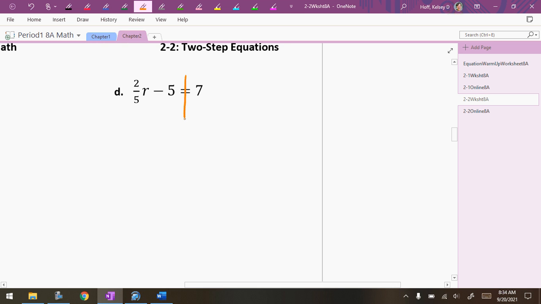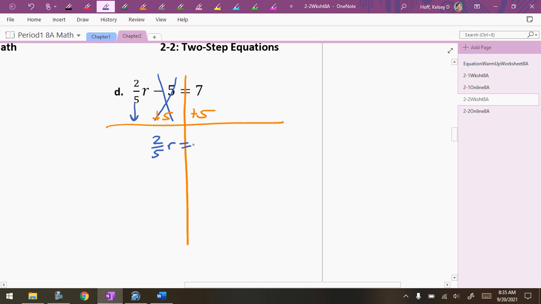Draw a line through the equal sign. I'm going to call on somebody here. So listen closely. If I cover up 2/5 R, Caitlin, I'm going to have to add 5 to get rid of my -5. Very good. 5's cancel. I drag down 2/5 R. Everyone, 7 plus 5 is 12.